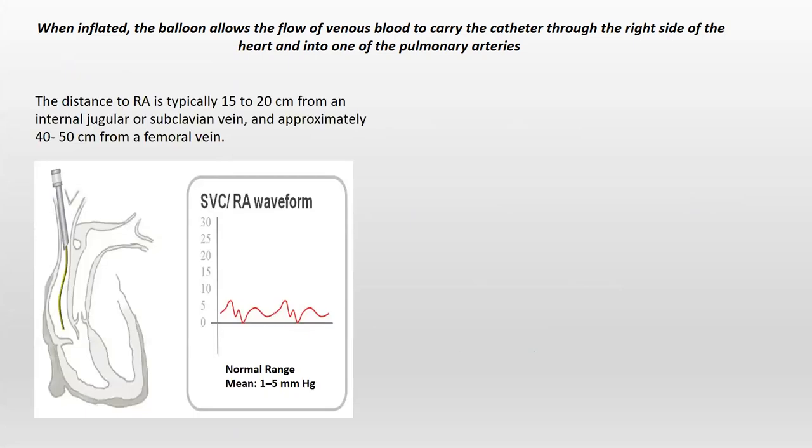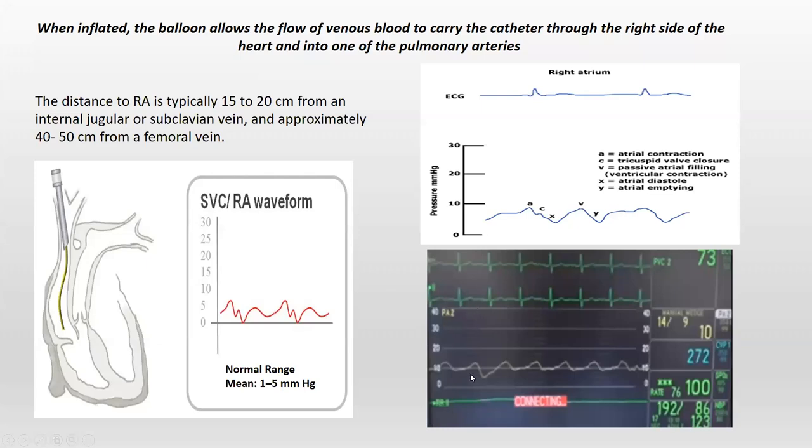The distance to the RA is typically 15 to 20 centimeters from an IJ or subclavian, and about 40 to 50 centimeters from a femoral vein. Once the catheter reaches around here, you should start seeing this waveform appear on the monitor. It consists of your A, C, X, V, Y: A is the atrial contraction, C is the tricuspid valve closure, X is the atrial diastole, and V is the atrial filling. You should be able to see the components before you proceed any further. I've also put some normal pressure ranges, and we'll do some cases at the end. In the SVC or RA, your normal mean pressure should be 1 to 5 millimeters of mercury.